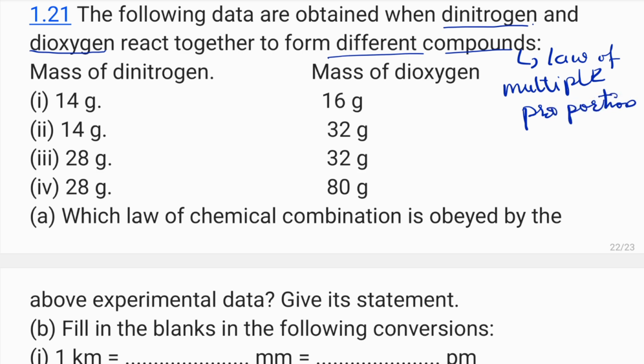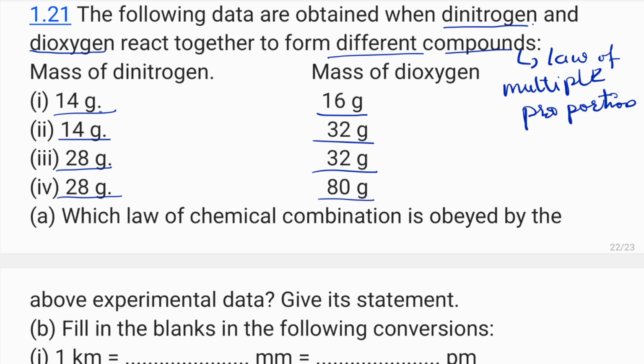Okay, so this is the law of multiple proportions, and we are going to talk about that law only. The masses of dinitrogen and dioxygen have been given. In the first case, dinitrogen is 14 grams and dioxygen is 16 grams. In the second, dinitrogen is 14 grams and dioxygen is 32 grams. In the third case, dinitrogen is 28 grams and dioxygen is 32 grams. And in the fourth case, dinitrogen is 28 grams, whereas dioxygen is 80 grams.